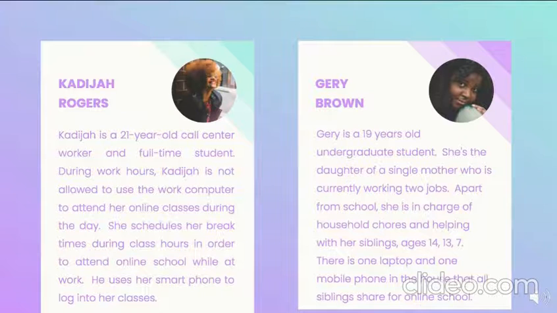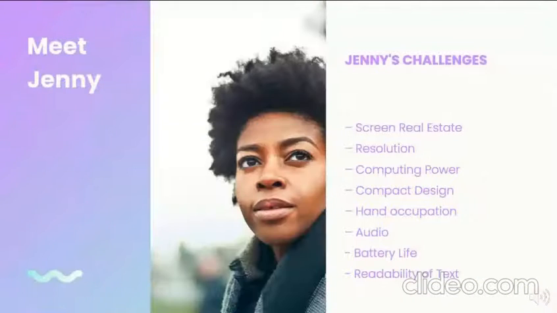Here we have Jerry Brown. Jerry is a 19-year-old student. She's an undergraduate and the daughter of a single mother who is currently working 2 jobs. Apart from school, she's in charge of household chores and helping with her siblings, ages 14, 13, and 7, who are all using technology for school. And there's 1 laptop and 1 mobile phone in the house that all siblings share for their online school.